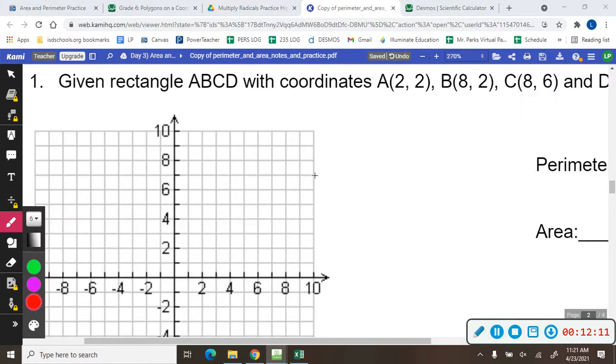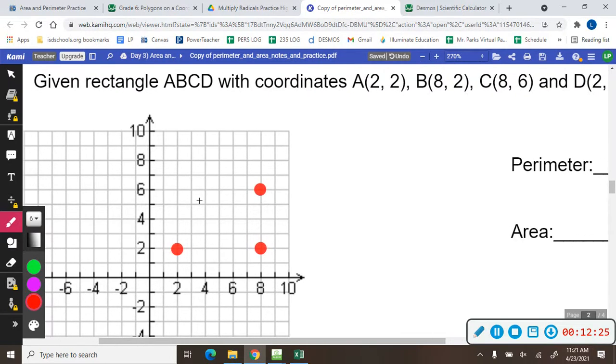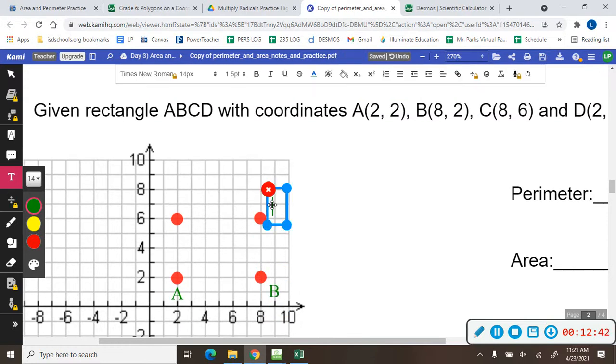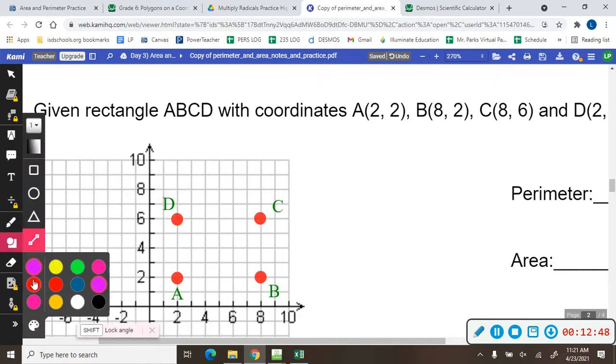Now we have a rectangle A, B, C, and D. We have the given coordinates 2, 2, A, 2, 8, 6, and 2, 6. So labeling my points, this is A, that was B, that was C, and that was D. I connect my points to make the rectangle.